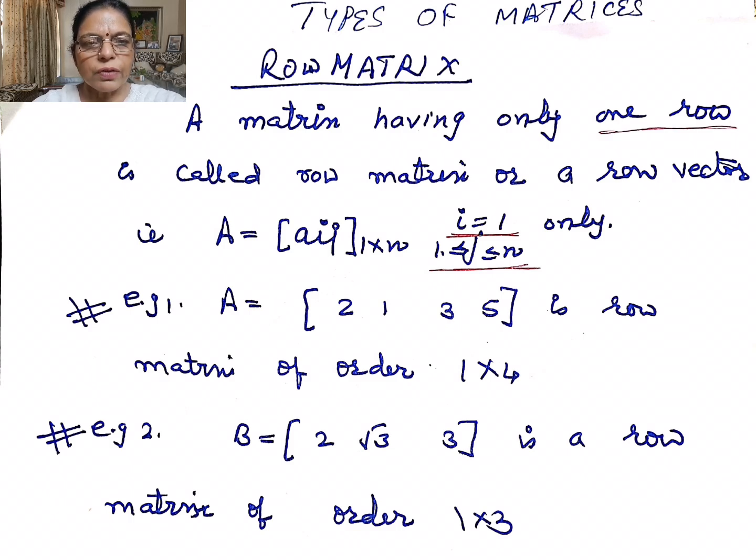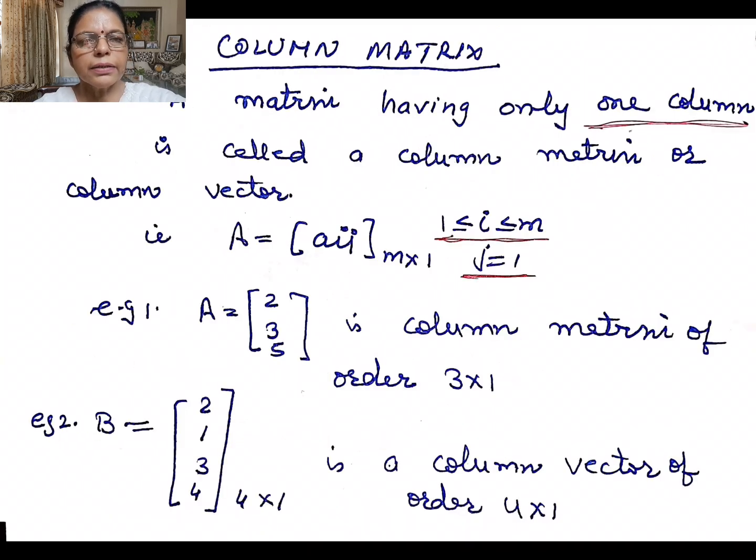That means the first suffix i is equal to 1, and the second suffix, which denotes the column, runs from 1 to n. A is equal to [aij] of order 1 by n. For example, A is equal to [2, 1, 3, 5]. That means 4 columns and 1 row, so this is a matrix of the form 1 by 4. Second example, B is equal to [2, √3, 3]. That is a row matrix of the order 1 by 3.